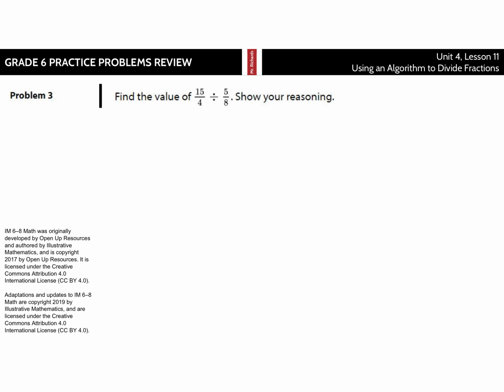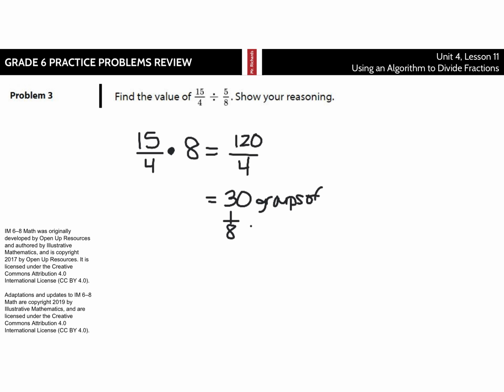Problem 3, find the value of 15/4 divided by 5/8. Show your reasoning. Well, the first thing we could do is take 15/4 and multiply this by 8. What this would do is get us 15 times 8 is 120, divided by 4, and well, that would be 30. That tells us there are 30 groups of those 1/8s in the 15/4. And then if we take that 30 and divide by 5, that's going to be 6.